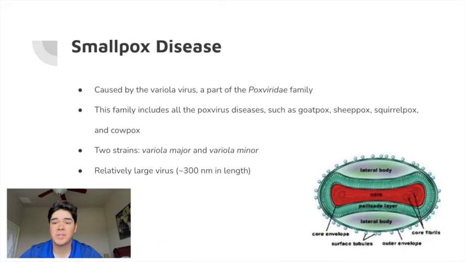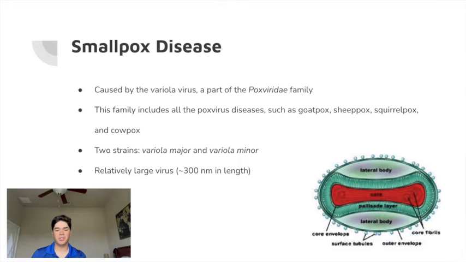Now before we talk about the smallpox vaccine, let's talk a little bit about the smallpox disease itself. So the smallpox disease is caused by the variola virus, which is a part of the poxviridae family. Now the poxviridae family includes all the major poxvirus diseases such as goat pox, sheep pox, squirrel pox, and cowpox.